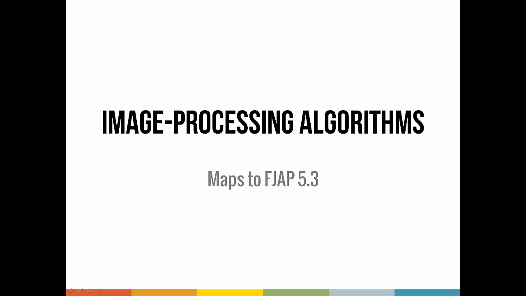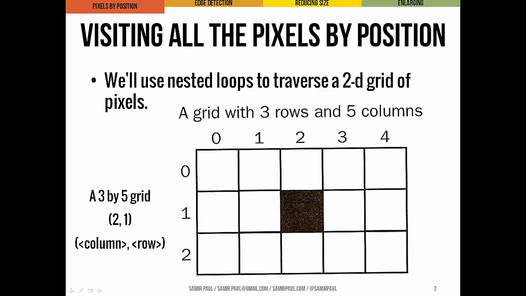Let's talk about some image processing algorithms that use the concepts that we introduced in the previous 2 lectures. The loops we've used so far in the past couple of lectures have all had a linear structure, which really just means that they visit each element in a sequence or they count through a sequence of numbers using a single loop control variable.